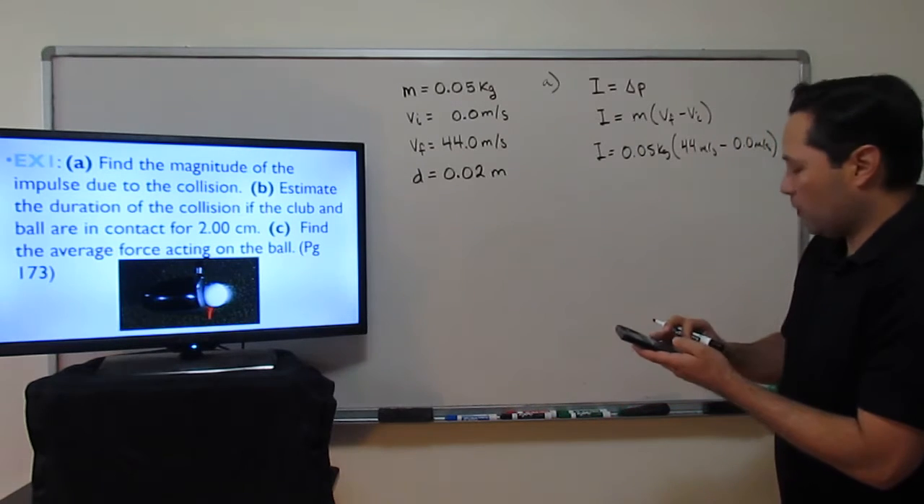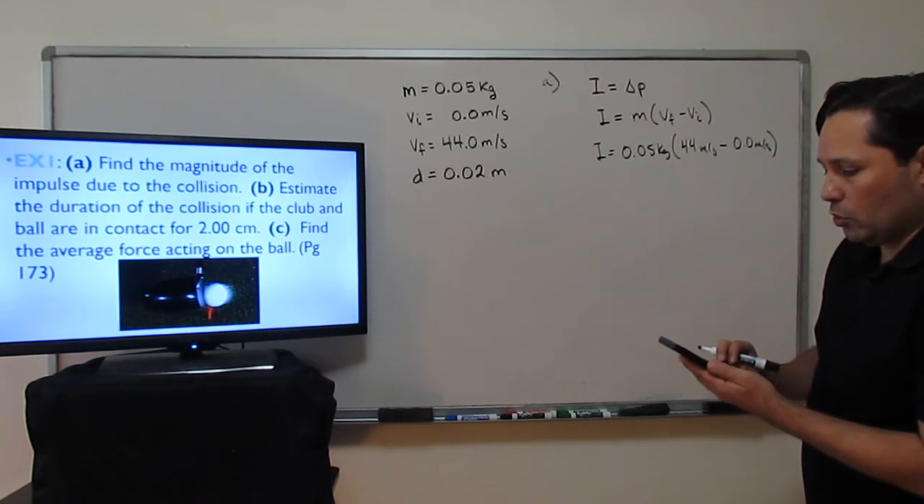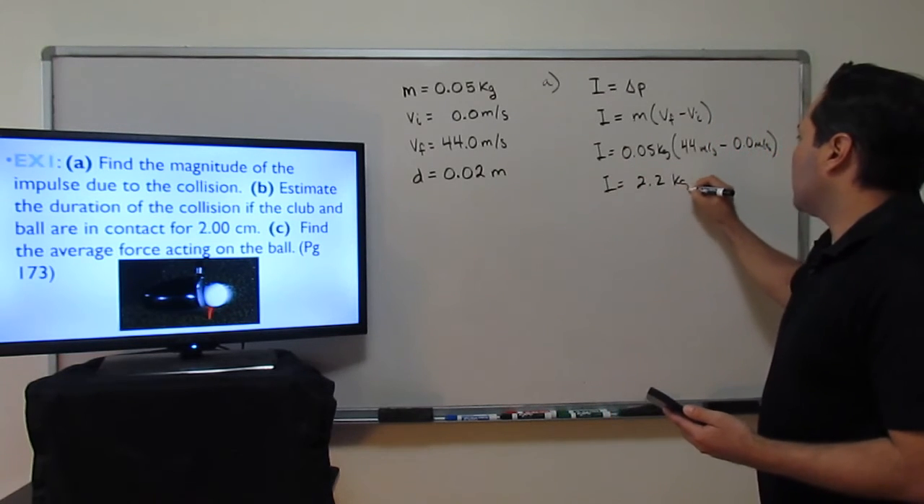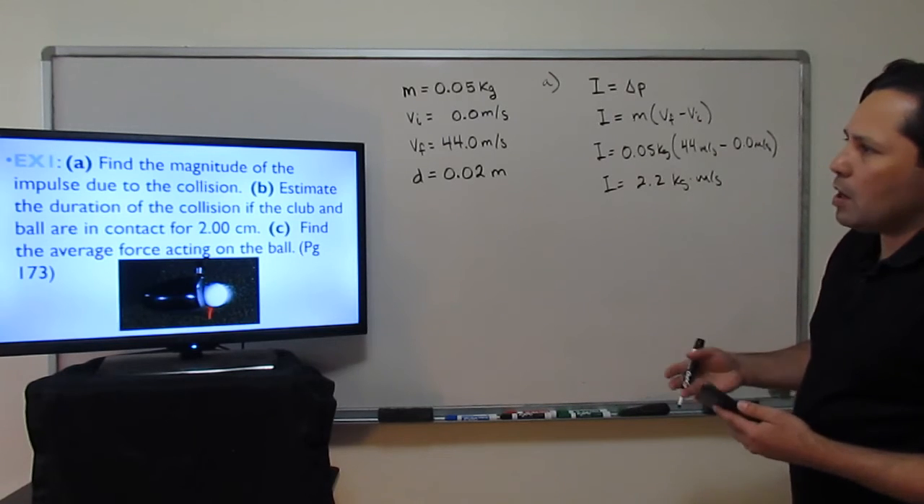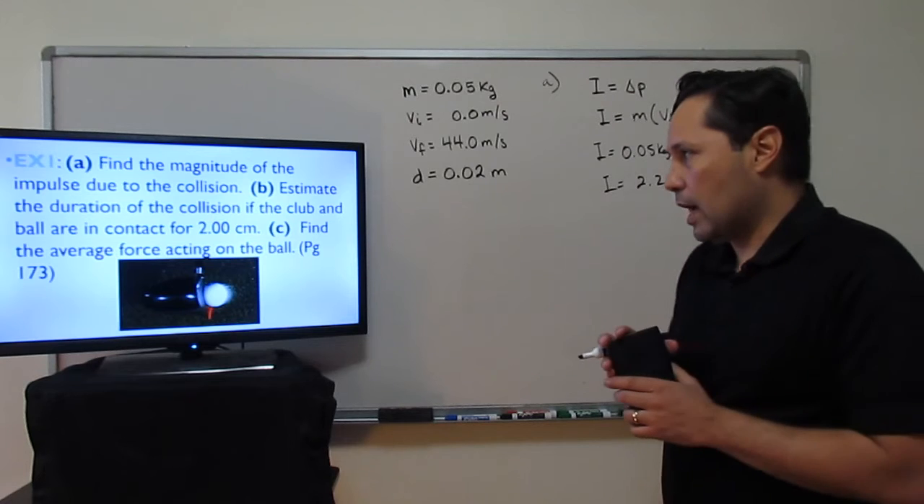So we put that into the calculator, and it's going to give us 2.2 kilogram meters per second. And that is the impulse for this problem. Alright, so that takes care of part A. Up next, we're going to take a look at part B.